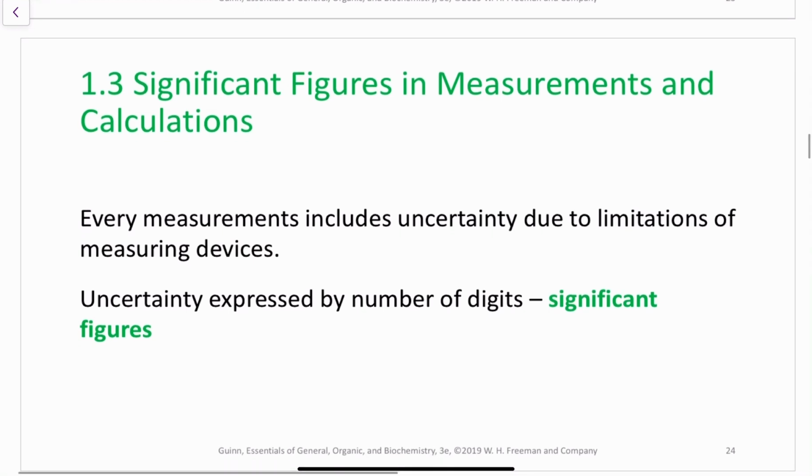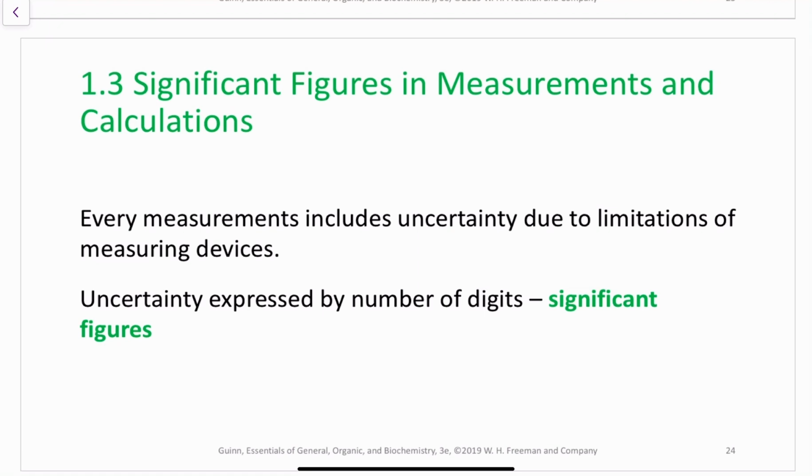Now let's talk about the significant figures in measurement and calculation. Whenever we do a measurement, every measurement contains a degree of uncertainty that is due to the inherent limitation of the measuring device that you're using, and sometimes our ability to read it. So the degree of uncertainty in a measurement is expressed by the number of digits reported in a numerical value.